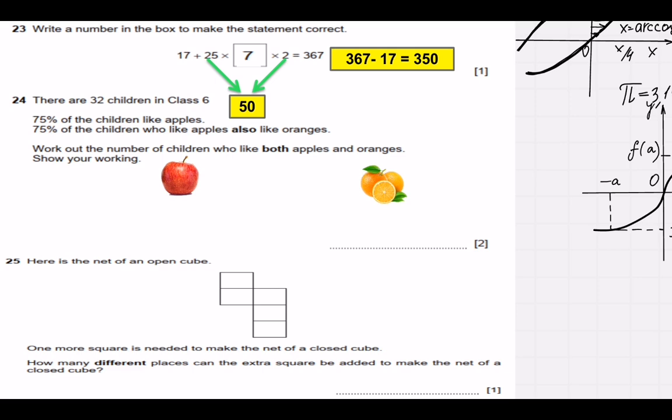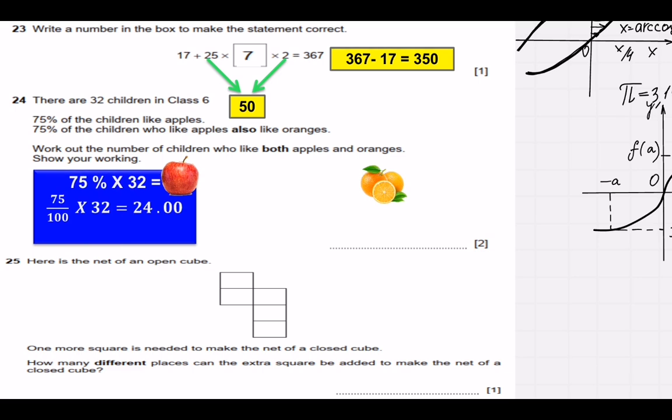75% of children like apples, and there are 32 children in class 6. So step 1, 75% times 32. 75% will be 75 over 100 times 32. Remember, you use multiplication. Normally, multiplying 2 digits by 2 digits. You can use lattice method, or you can use any normal method you like. If you cannot remember the lattice method, go to the video of lattice method to watch it again. And then multiply to find the answer.